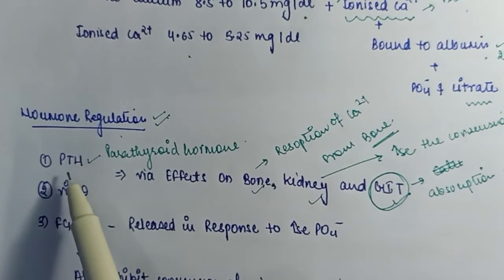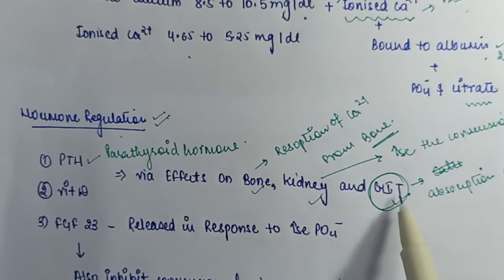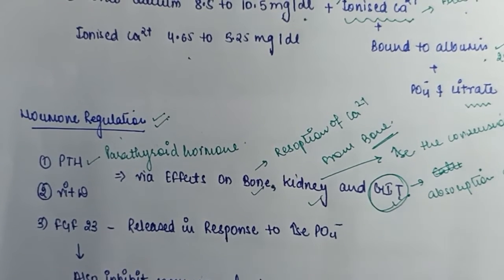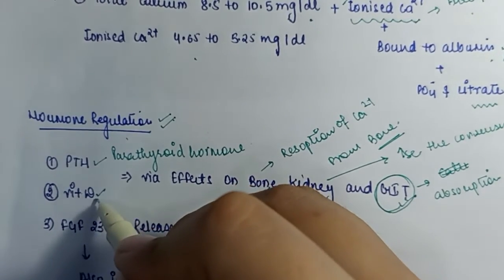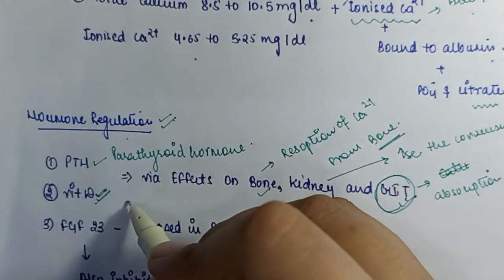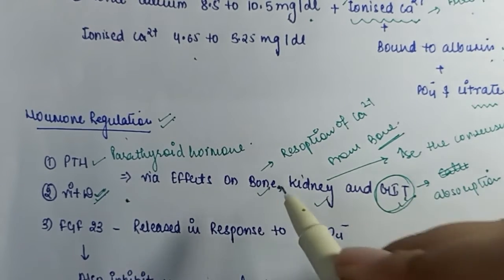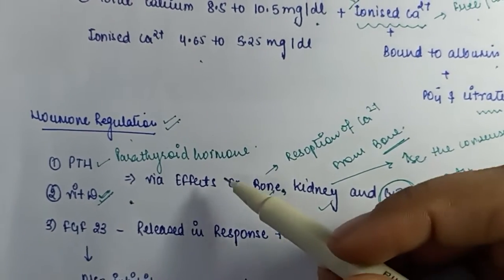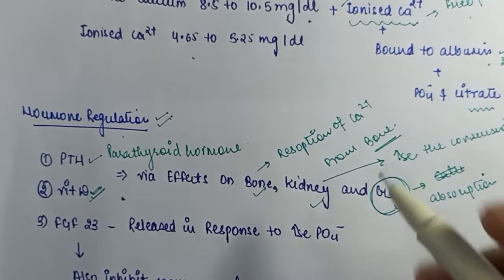What is the effect of parathyroid hormone? Parathyroid hormone acts mainly on bones, kidney and GI tract to maintain the normal calcium levels in our body. Vitamin D increases the intestinal calcium reabsorption in case there is hypocalcemia, and it also helps in maintaining normal physiology of calcium.